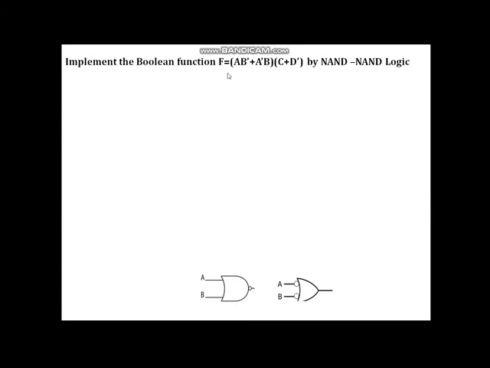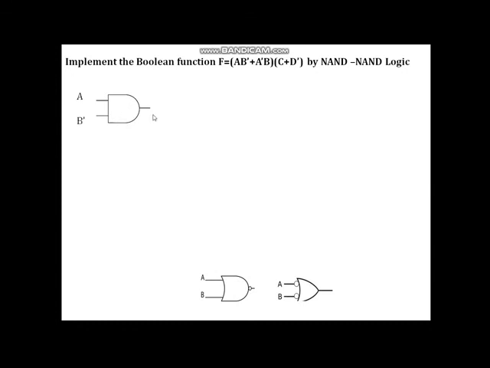Next, F is equal to (AB dash plus A dash B) dot (C plus D dash). So first you have to implement this using basic gates. Here there are three product terms, so we need three AND gates, and two sum terms. For that we need two OR gates. So we need three AND gates and two OR gates.